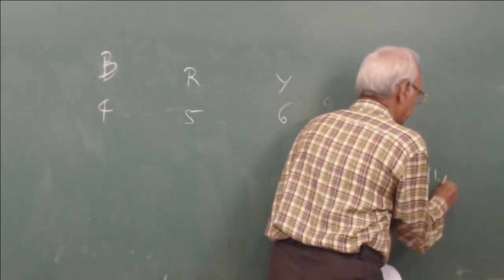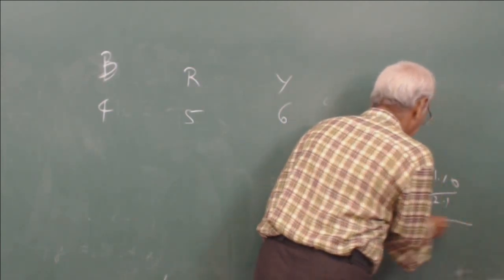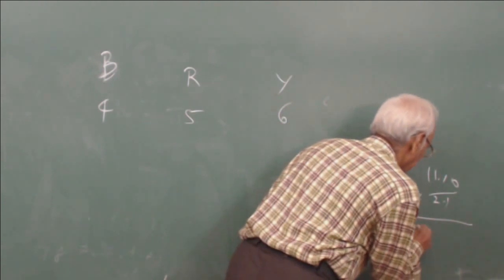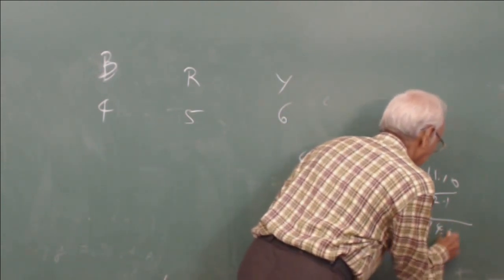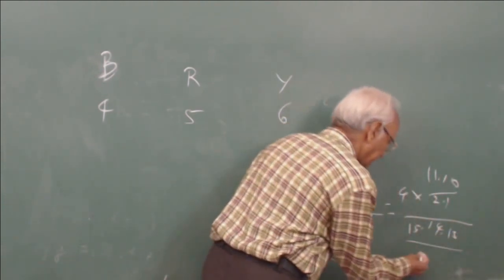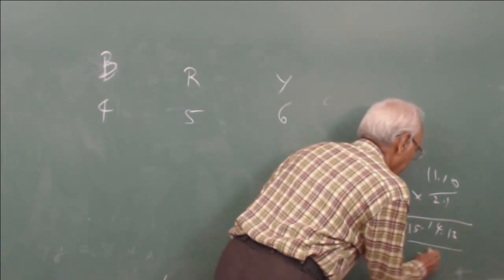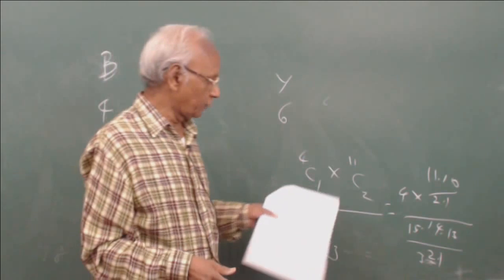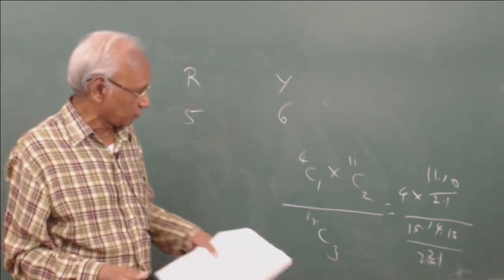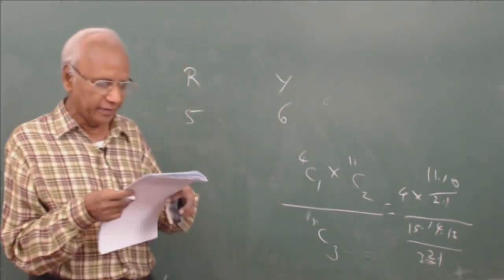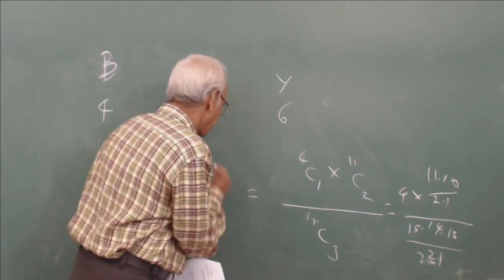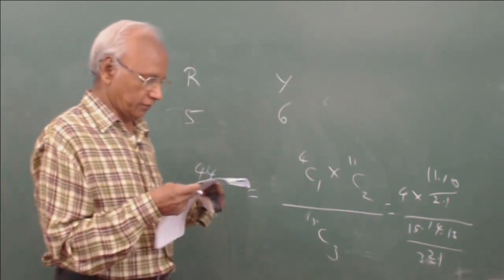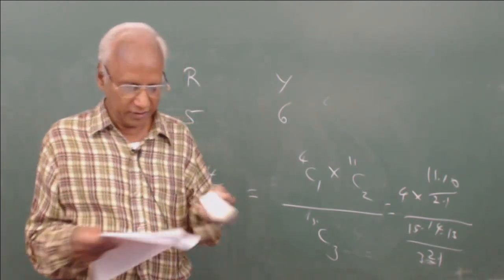11C2 is 11 into 10 divided by 2 into 1, divided by 15C3, which is 15 into 14 into 13 divided by 3 into 2 into 1. So 14 into 4 into 11 into 10 divided by 2 into 1, divided by this. If you try to simplify it, we get simply 44 divided by 91. So 44 by 91 is the answer, and you can see A, B, C, D choices are given.